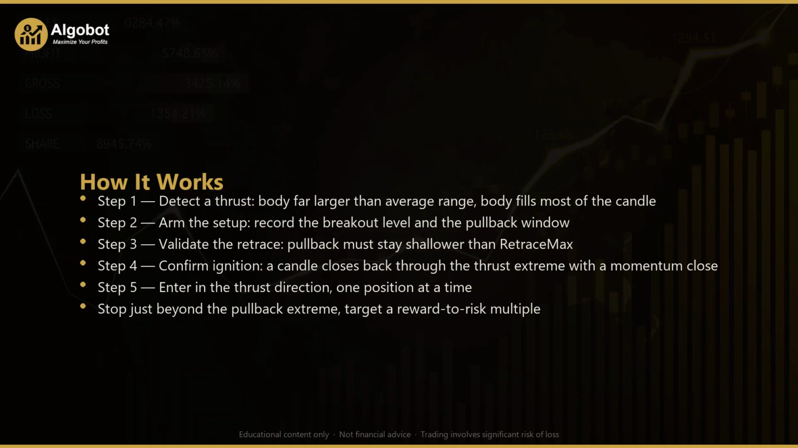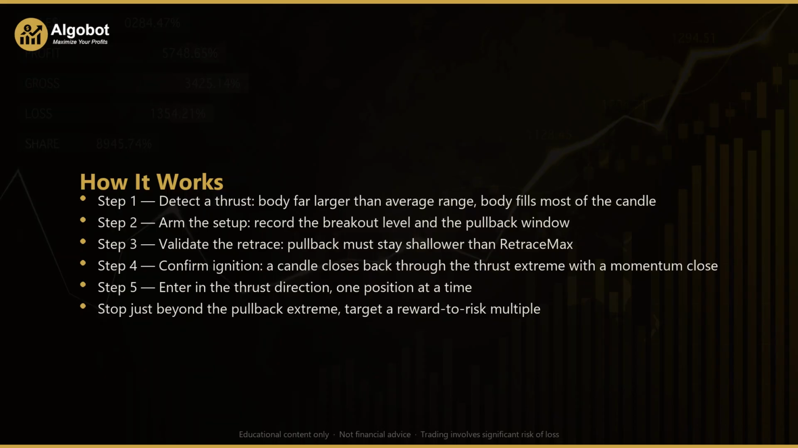First, the strategy detects a thrust. It measures the body of the just closed candle, which is the distance between its open and close, and compares that to the average range of the recent look-back window. If the body is at least the BodyFactor multiple of that average range, and the body fills at least the BodyDominance fraction of the candle's own high-to-low range, the candle qualifies as a power candle. At that moment, the strategy arms itself. It records the direction of the thrust, it stores the thrust's extreme as the breakout level, sometimes called the trigger, and it notes the candle's range as a yardstick for measuring everything that follows.